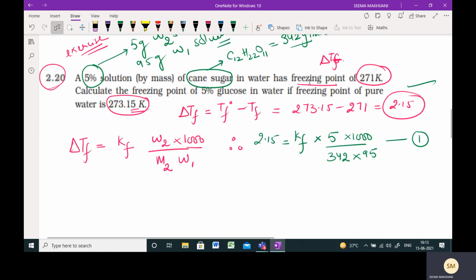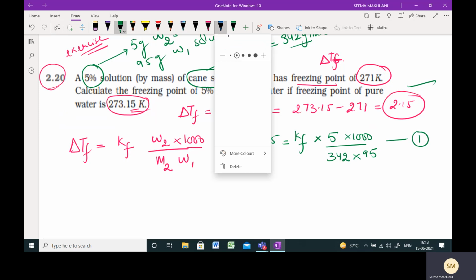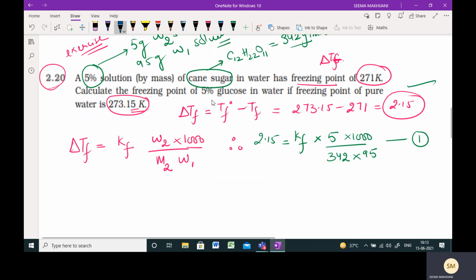Now moving to the second expression. One more piece of information is also given. You have to calculate the freezing point for a solution which now has 5% glucose in it. So the second expression will give you values where you do not know delta TF. This is the first piece of information. This is the second piece of information. Delta TF again is equal to KF. The formula is the same. The only difference is that this time the weight of solute is 5, but you have glucose.